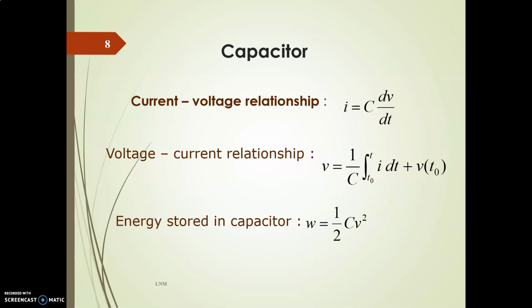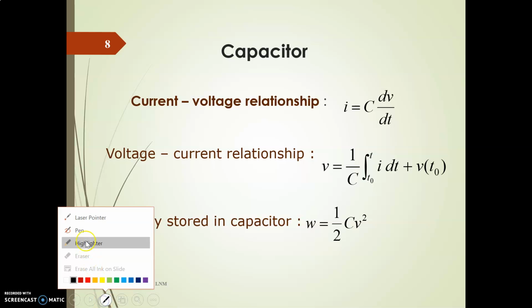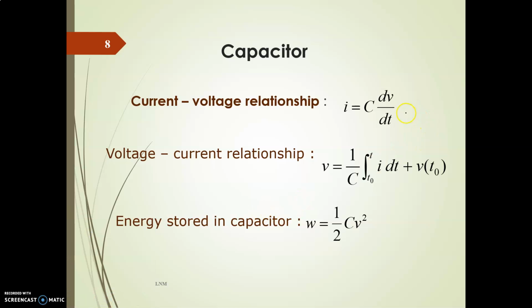Okay, the equations you must know: number 1, the current-voltage relationship, this is more important. And the second one is this one, energy stored in capacitor. That means work done. How much work done in joules? Okay, the unit is joule. Half C V squared, where C is the value of capacitance, V is voltage.